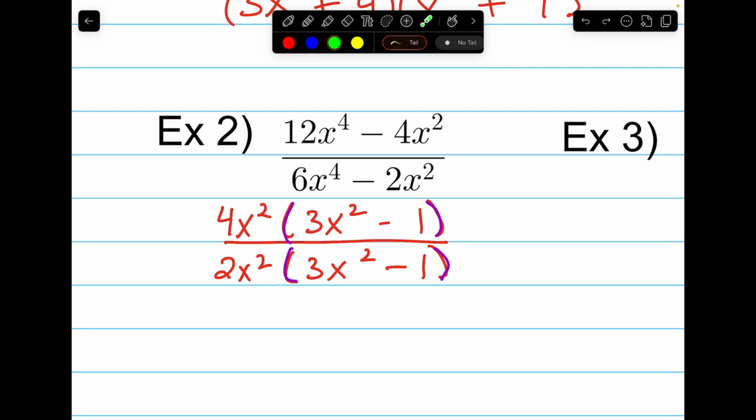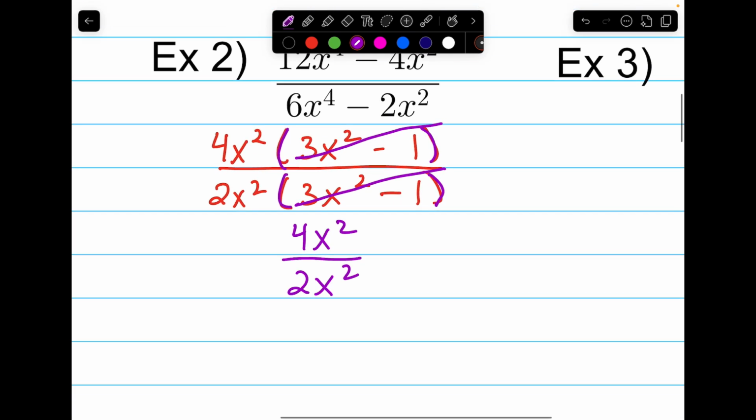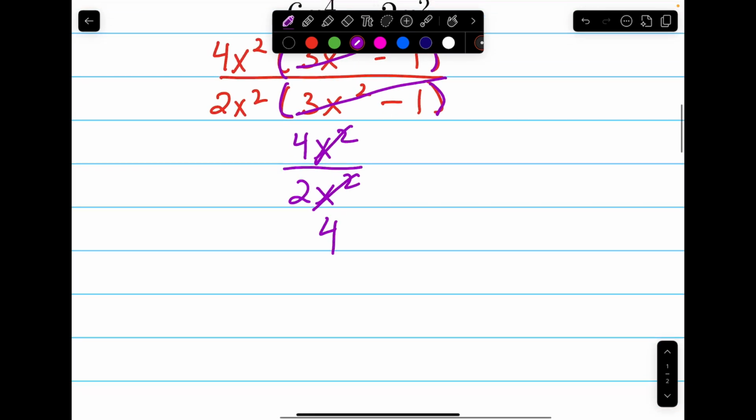So back to this example. I have a binomial now. Since I factored it, I can cancel out the entire binomial. And then what do I have left? I have 4x squared over 2x squared. Is there anything else I can cancel out? Now, these are not binomials. This is one term. This is a monomial. I can cancel out monomials. So those 2 cancel out. So what am I left with? 4 divided by 2. Well, hopefully you know 4 divided by 2 is 2.